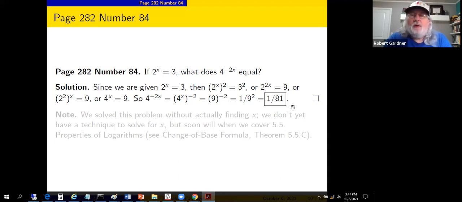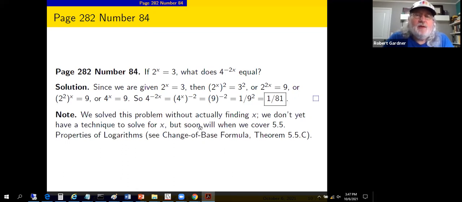So it's a trick. Had they asked us for 5 to the negative 2x, it never would have worked out. Had they asked us 8 to the negative 2x, we could have done a similar trick because 8 is a power of 2. 5 is not a power of 2, not a nice power of 2 at least. So it's set up to work with this little trick. You know, we solved the problem without ever finding x. That's because we don't know how to find x. We don't have a technique for finding x just yet. We will in the future when we deal more with logarithms, and that starts in the next section.